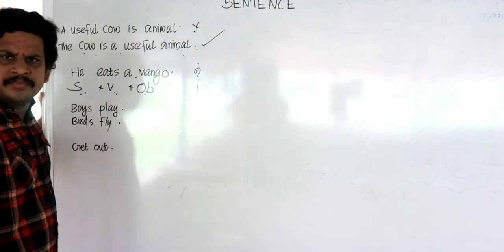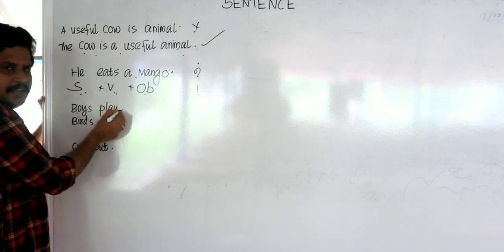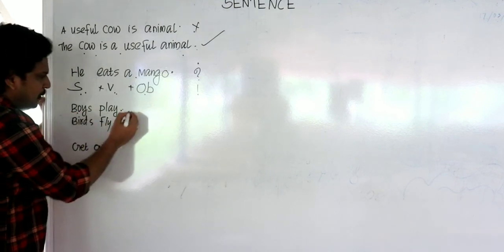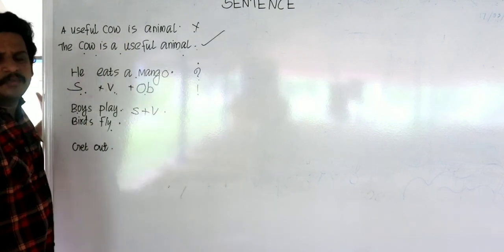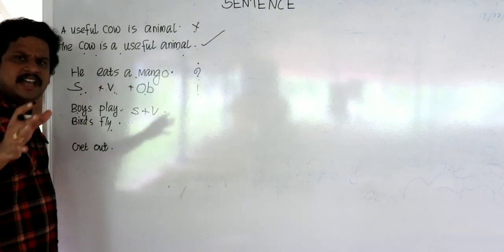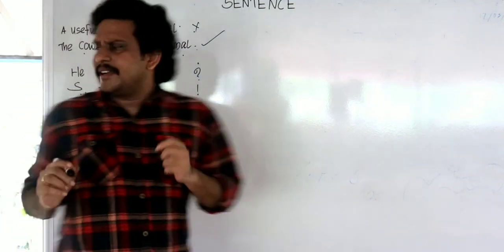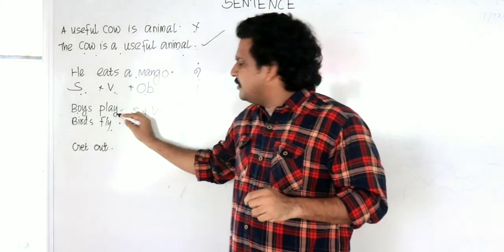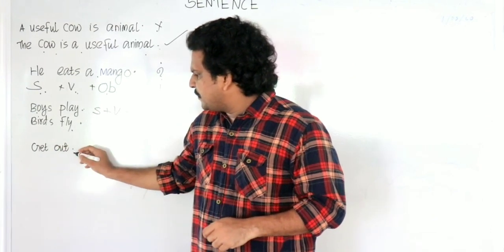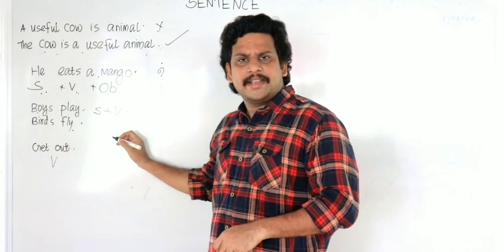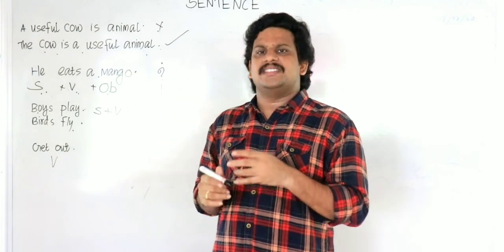Is it necessary? Are all the things necessary for a sentence? No. Look at this sentence. Boys play, full stop. Birds fly. Here, boy is subject, play verb. Only subject and verb. So we can say that only subject and verb can itself constitute a sentence. Correct or not? Okay. But look at this sentence. Get out. Here only verb. Am I right? Only verb. So a verb itself can constitute a sentence.